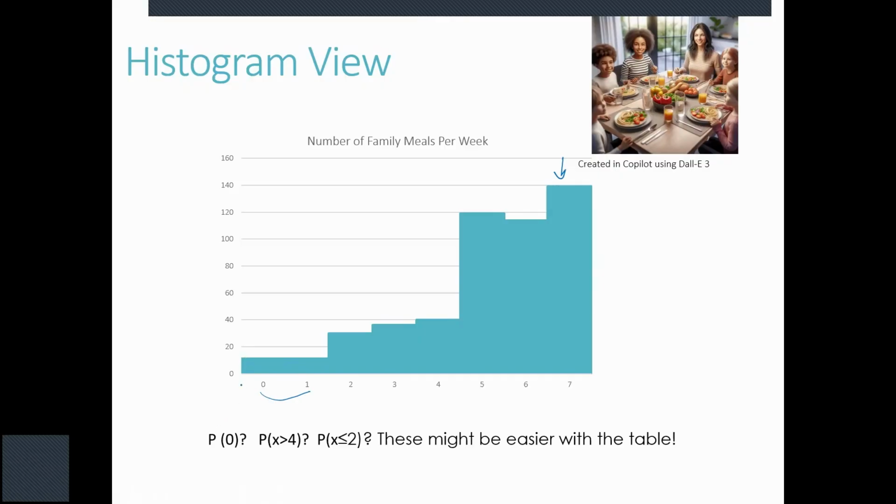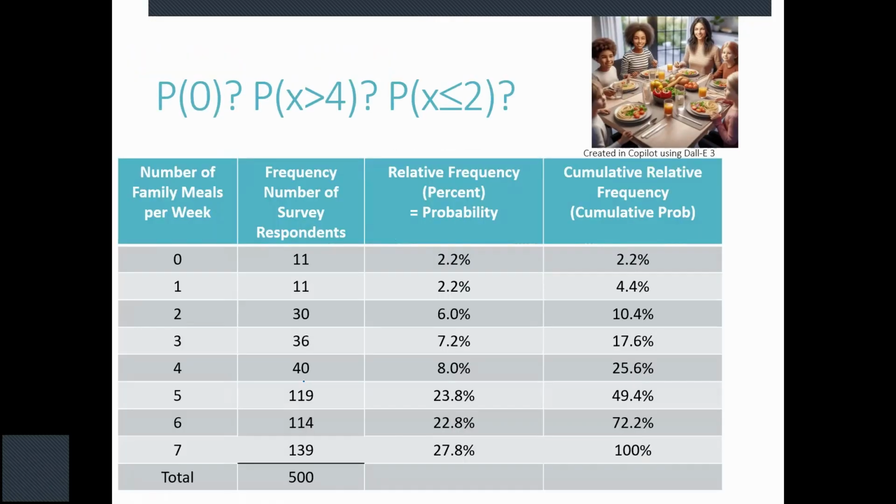But if I ask you for the probability of 0, it's around 10%, but it's a little bit harder to tell with the histogram. So it might be easier if we actually have a table. Here's the table, and we had 500 respondents in this study. You can see the frequency for both 0 and 1 was 11. So 11 people said that's how many times they did. 139 people said they sit down 7 times a week.